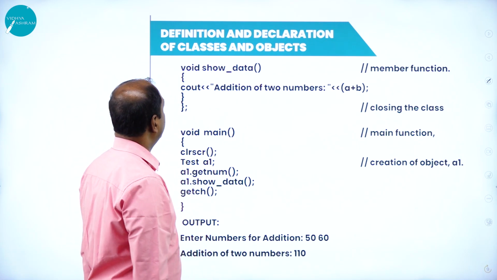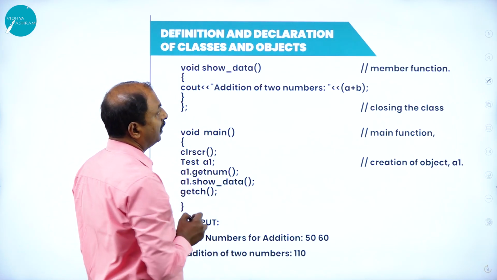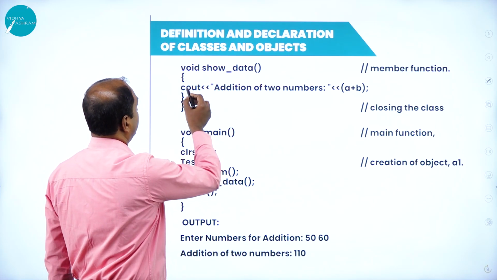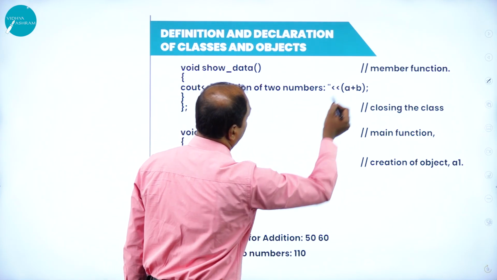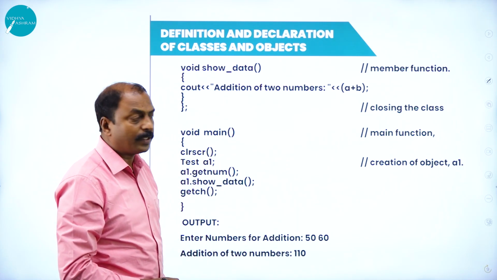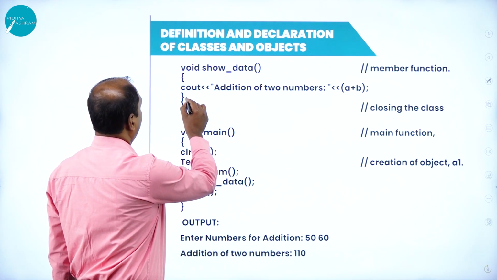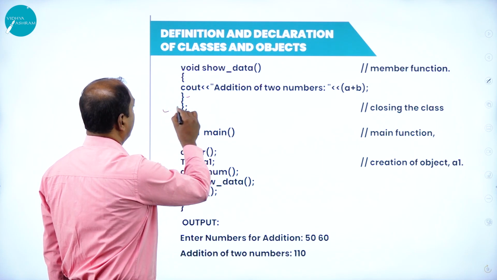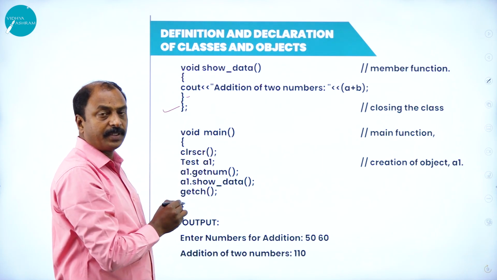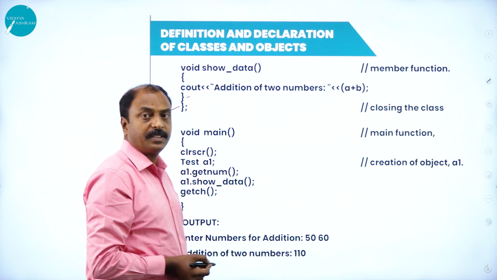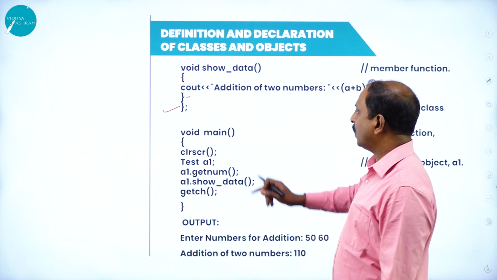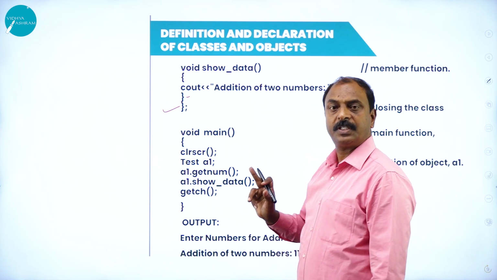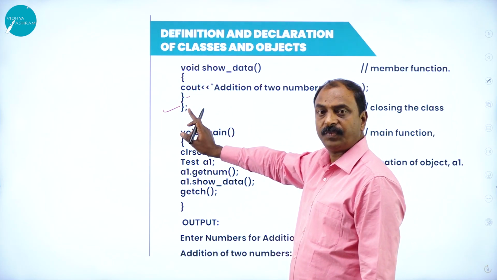Next, we have one more function here, void show data. This is another function, and its definition is going to print a plus b, meaning the addition of two numbers. Then we close the function here, and we close the class here with a semicolon. This is what you learned in the previous slide, how to define a class. So this class declaration and definition is over.